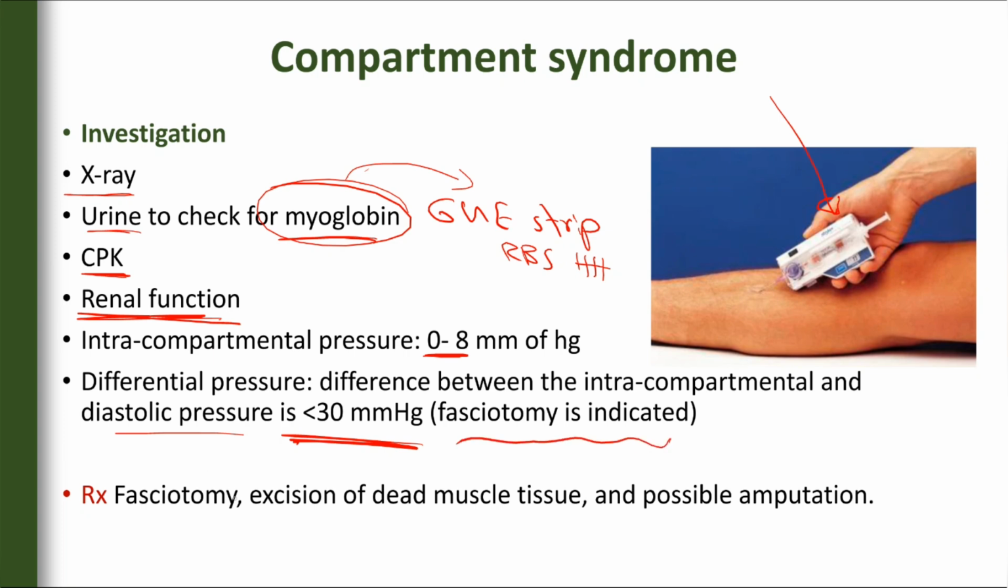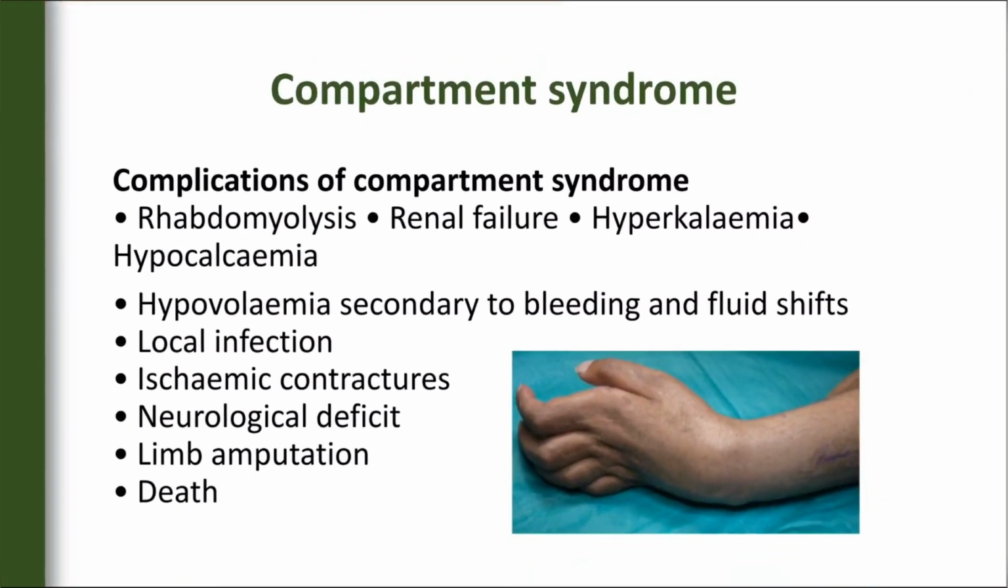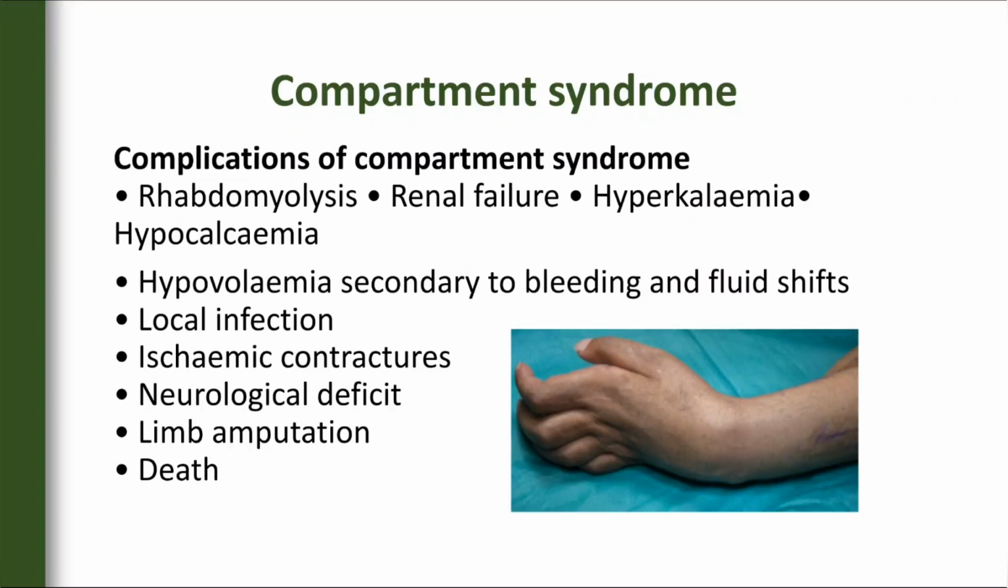The treatment of compartment syndrome is done by the orthopedic team. They do fasciotomy, excision of the dead muscle tissue, and possible amputation if the patient is at risk of renal failure. The complications are rhabdomyolysis, renal failure, hyperkalemia, hypocalcemia, hypovolemia, local infection, ischemic contracture like this, called Volkmann's contracture, neurological deficit, limb amputation, and sometimes death.